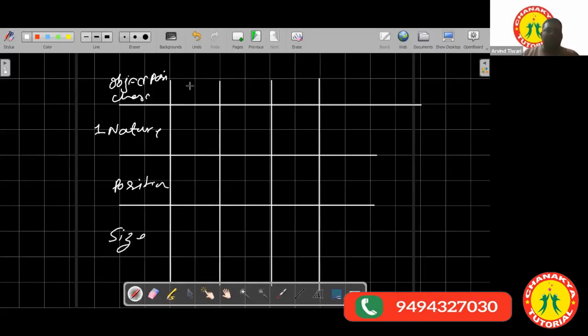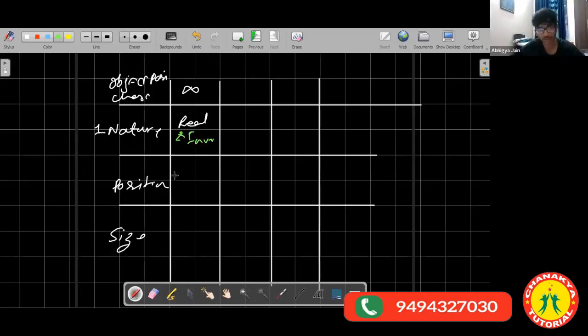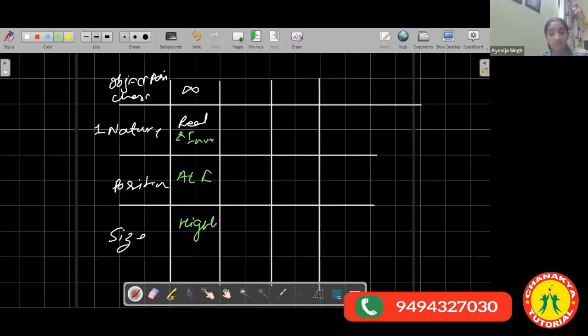When the object is placed at infinity, what is the nature of the image? Real and inverted. What is the position? It is formed at F. And size? Highly diminished. Okay, very good.